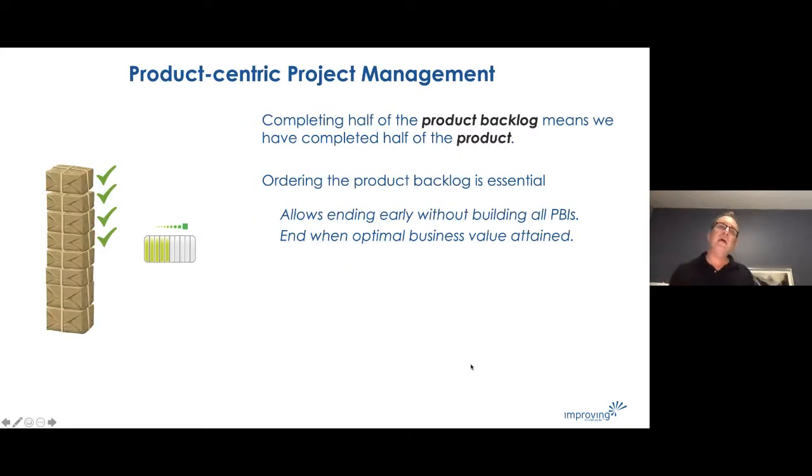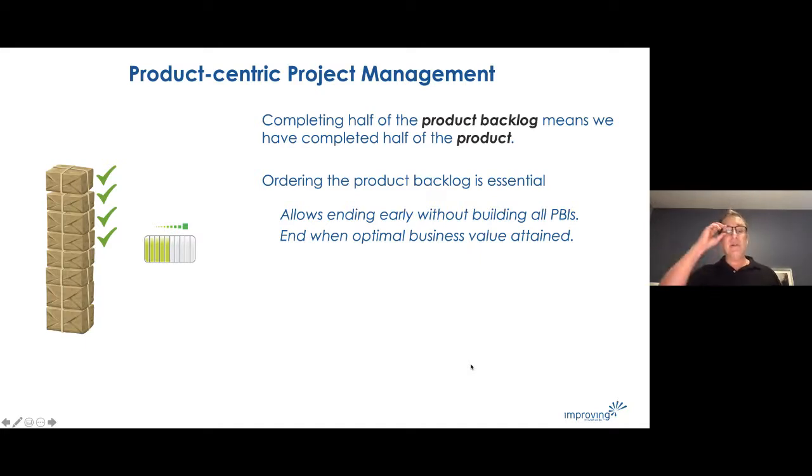So let's contrast that with product-centric project management, where when I finish half of the product backlog, I have actually created 50% of the product itself. So for this reason, ordering the product backlog is essential because I need to make sure after I've consumed 50% of my budget and my schedule that I have the highest value half of my backlog and there aren't higher value things remaining unfinished in the backlog.